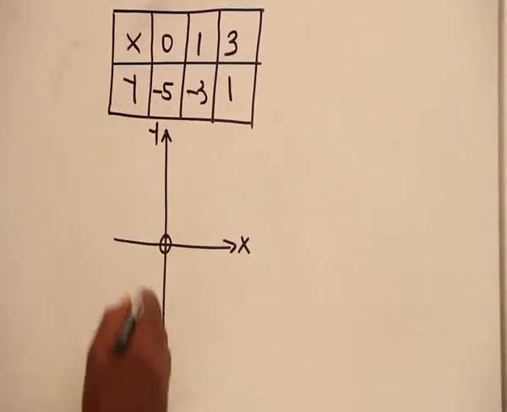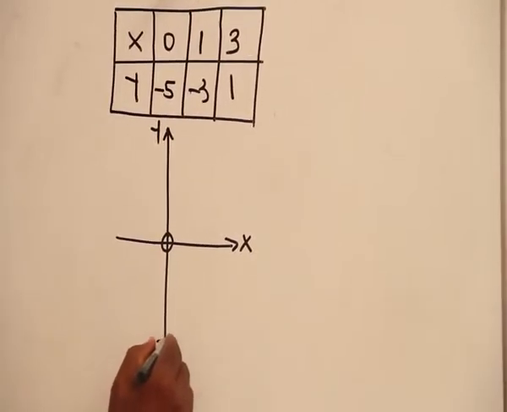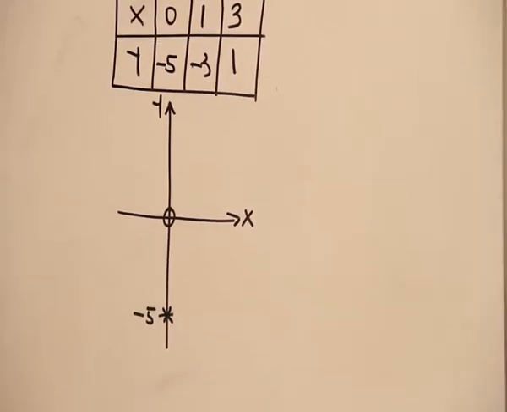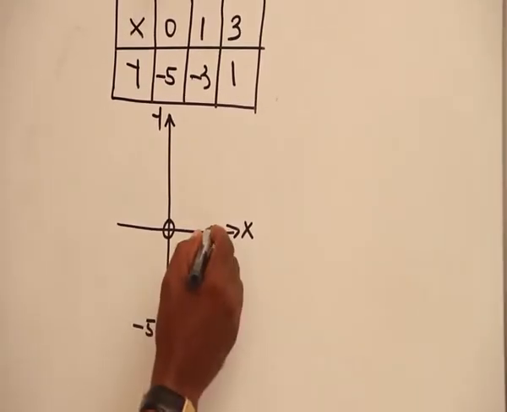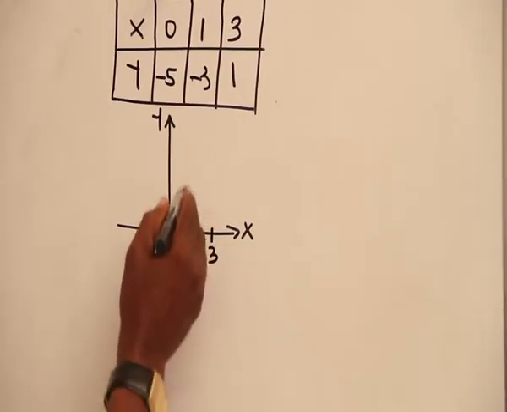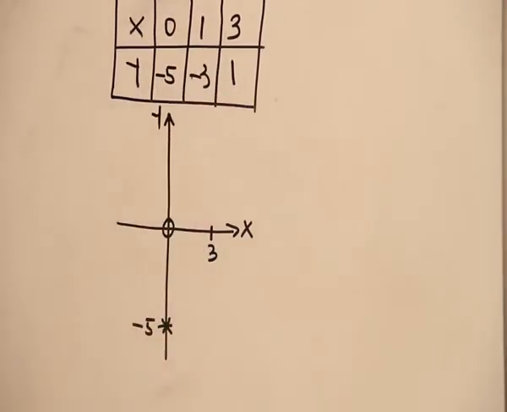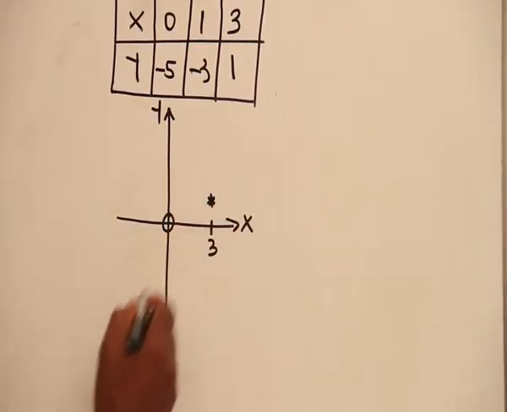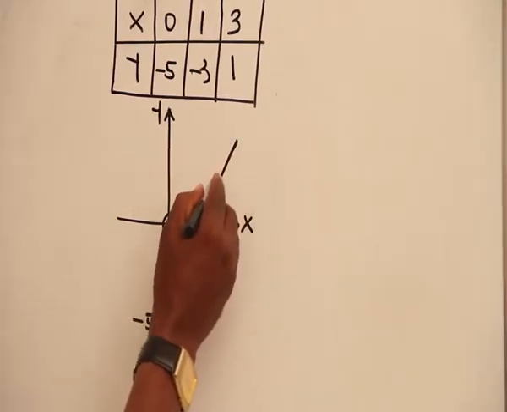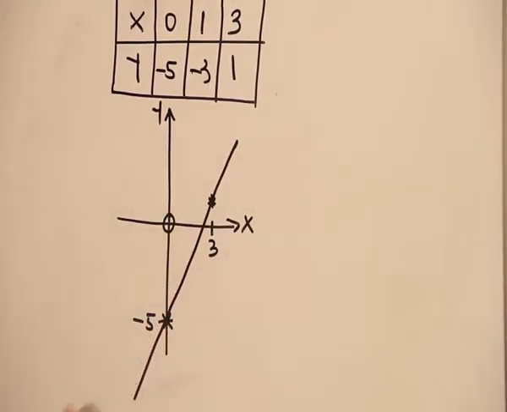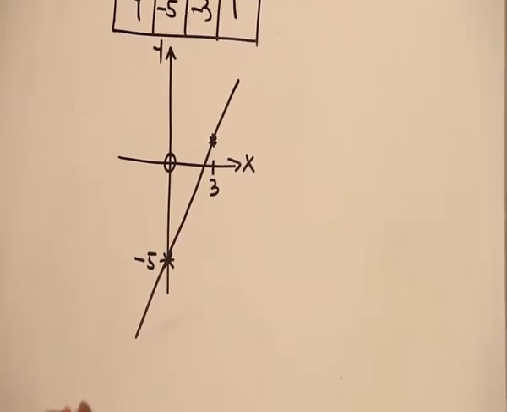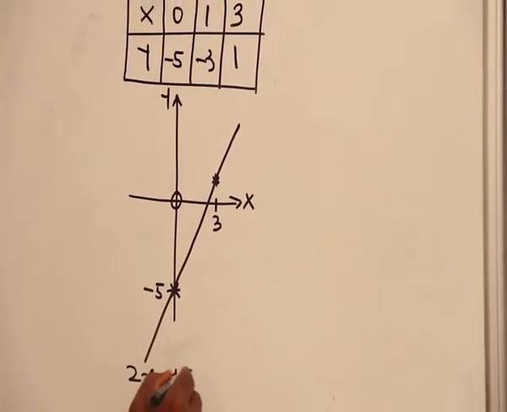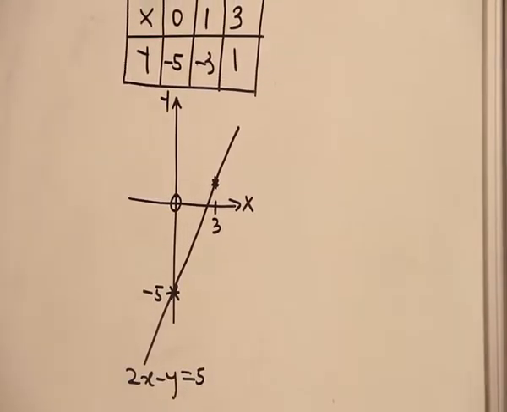So when x is 0, let's put our y here, it is minus 5. Then when x is 3, assume it is here. I don't need to consider this because all will fall in line. The value of y is 1. So let's say this is where your 1 is. So you take a ruler and join these points together. You can therefore write here the equation of this line, which is actually 2x minus y equal to 5. That's the equation of this line.